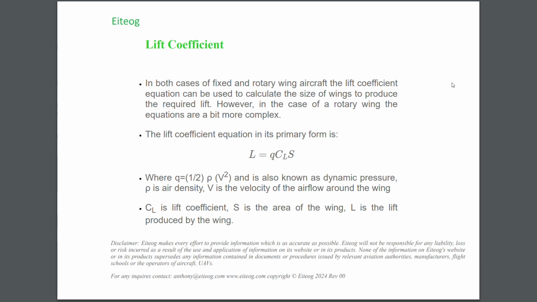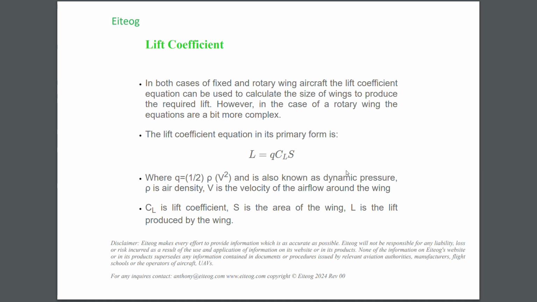So in the cases of fixed and rotary wing, the lift coefficient can be used to calculate the size of the wings to produce the required lift. That's true. I'll have some concluding points, but really the wing area is the main thing that you use to size your lift and get the lift that you want. And this is the lift coefficient, so it's quite a straightforward equation.